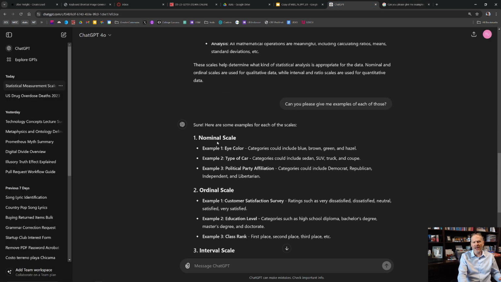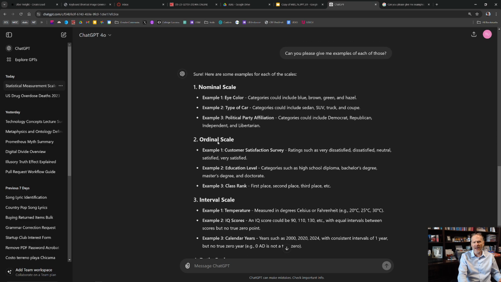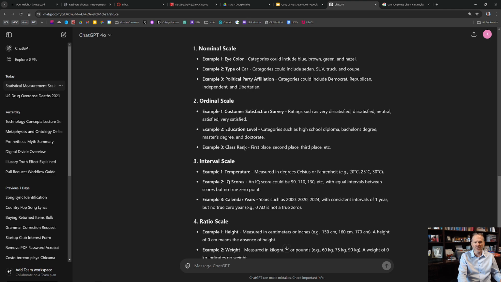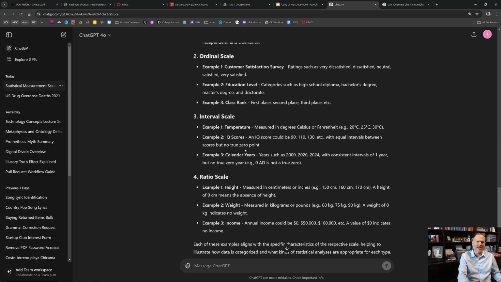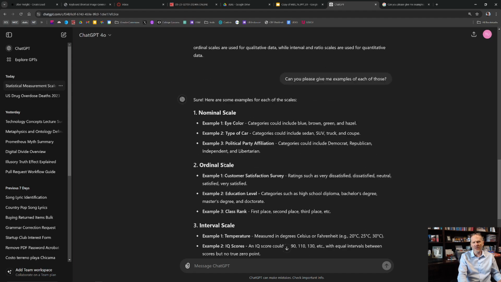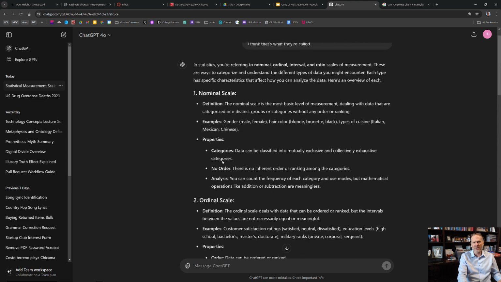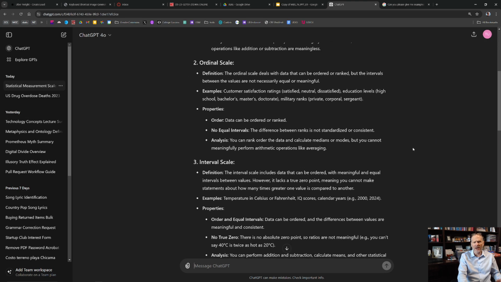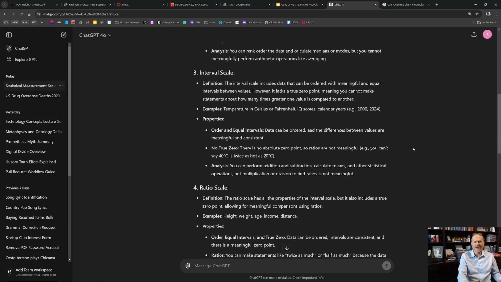But over here at ChatGPT, generative AI, it gives me some examples of each of those. Nominal scale: eye color, type of car, political party. Ordinal scale: customer satisfaction, education level, class rank. Interval scale, and it gives me examples of each of those. So I'm going to bring this up on screen, and you could pause the video here and read through that. Now I'm going to scroll down, and you could pause the video for ordinal scale and read through that. And now you could pause the video here and read through interval scale.